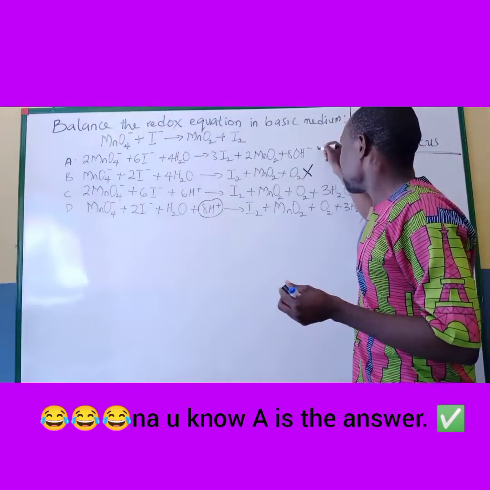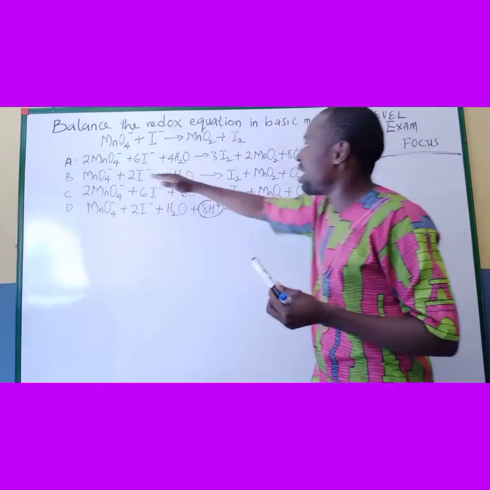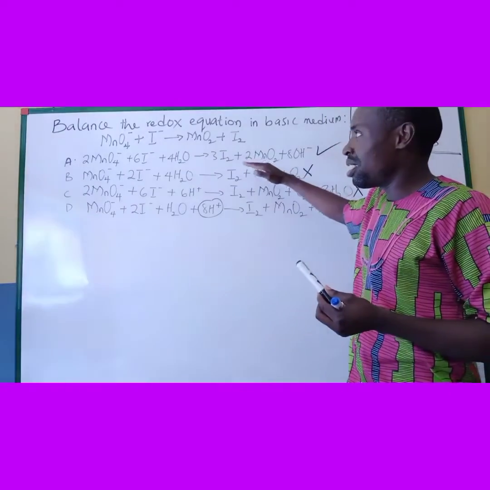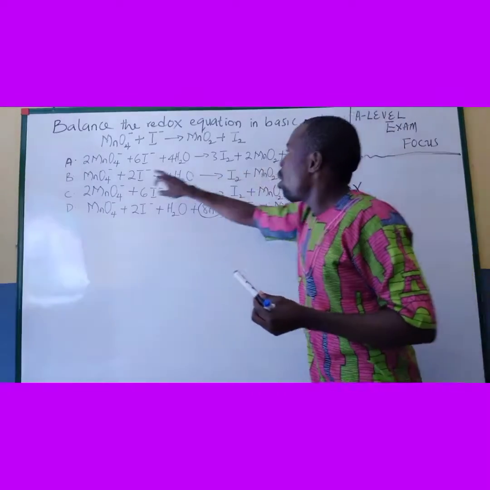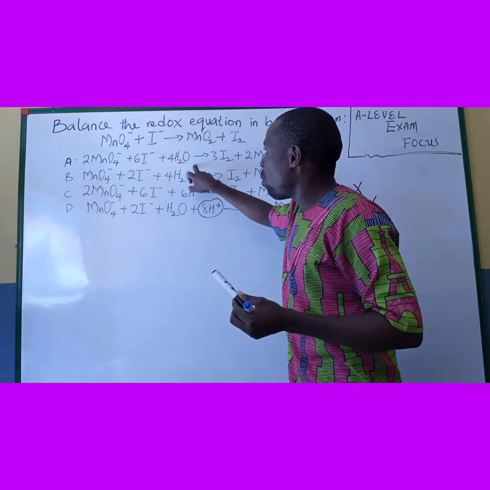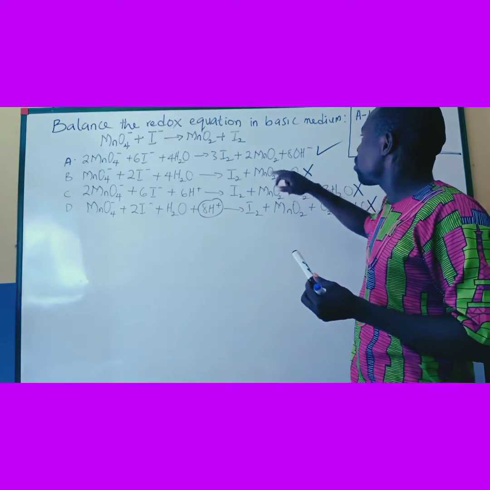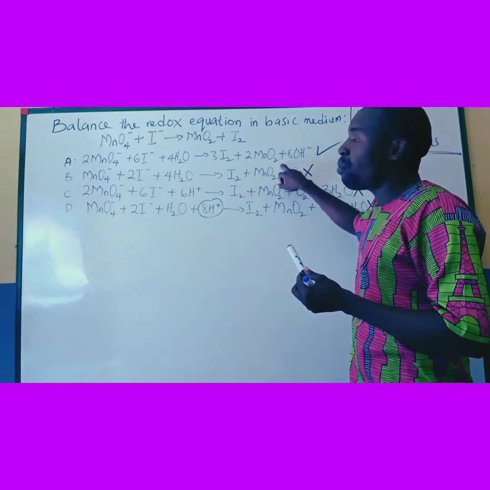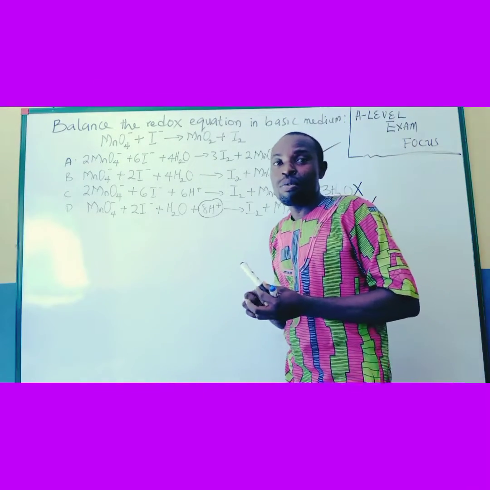So we are only left with A, because it is balanced both atomically and electrically. If you look at it thoroughly, it's balanced. 2 atoms of manganese, 2 here. Oxygen here is 2 times 4, 8, plus 4, that's 12. And let's see this one too: 2 times 2, 4, plus 8. So everything is balanced.